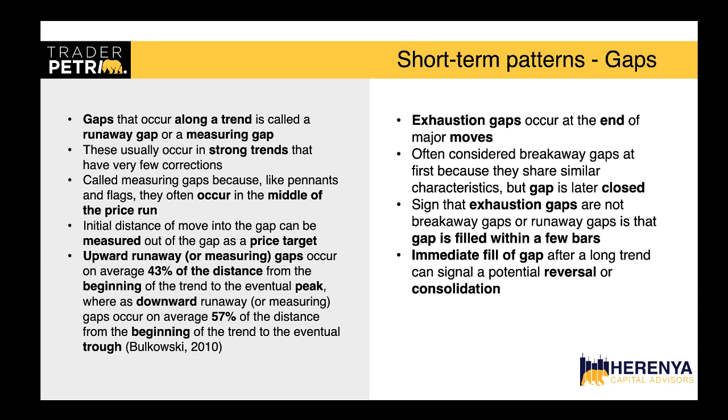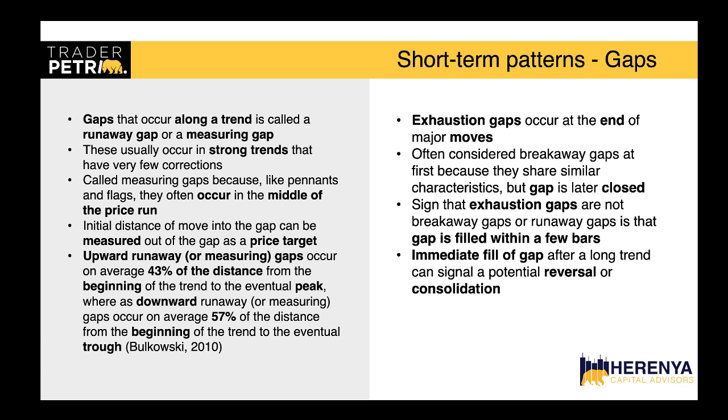It's called a measuring gap because, like a pennant or a flag, which are both longer term price formations, they usually happen in the middle of the price run. So because it's called a measured gap, we can measure the move into the gap and use that same distance as a price target on the way out. So in 2010, Bolkowski did a lot of work around this and found that with upward runaway gaps or measuring gaps, they usually occur 43% of the distance from the beginning of the trend to the eventual peak, right? So it's just under halfway up.